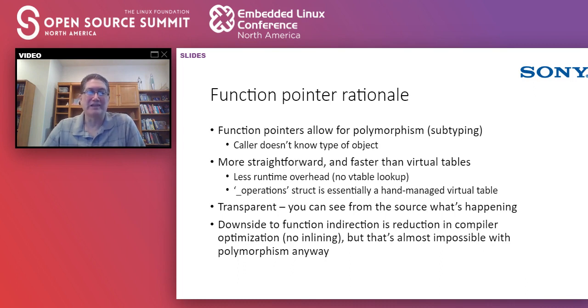Then if you look at it, really what operations, that struct is essentially a hand-managed virtual table. So it's similar to virtual tables, it's just hand-managed. This is transparent. It's fairly easy once you understand the mechanisms to see what's going on. The downside, of course, to function indirection is that you can't do compiler optimization. You can't inline these functions, but you really can't do that with any kind of polymorphism anyway.